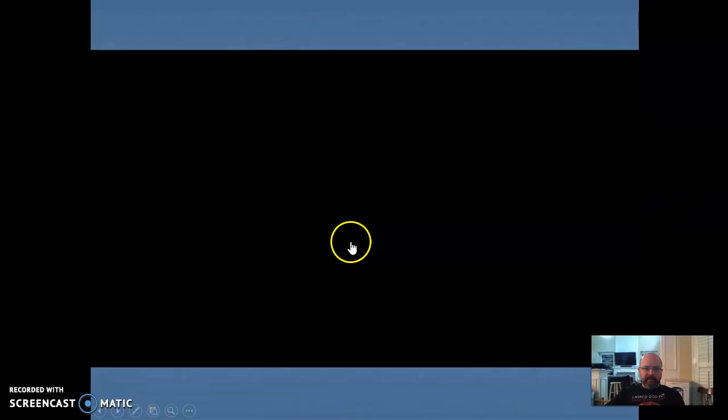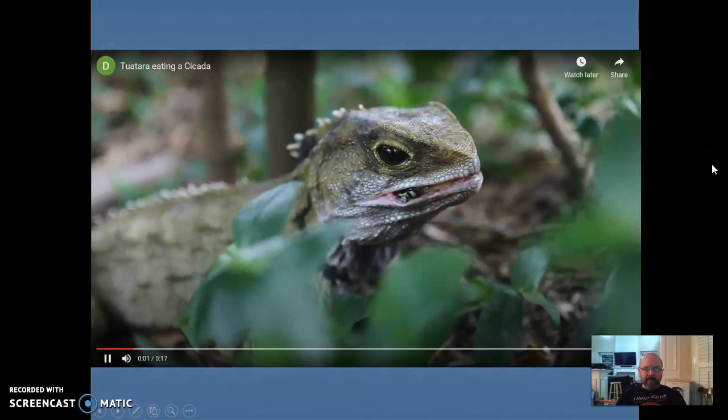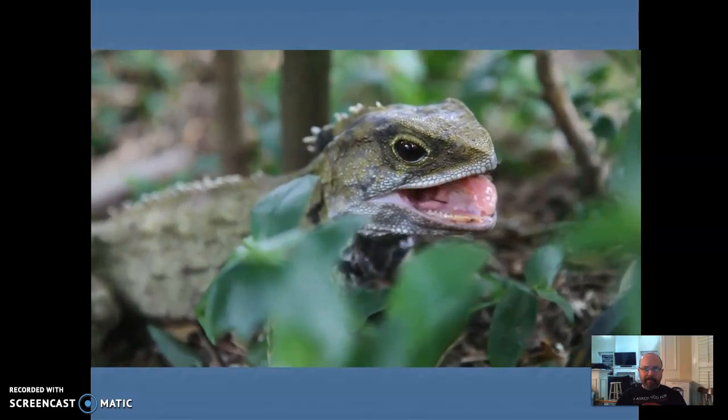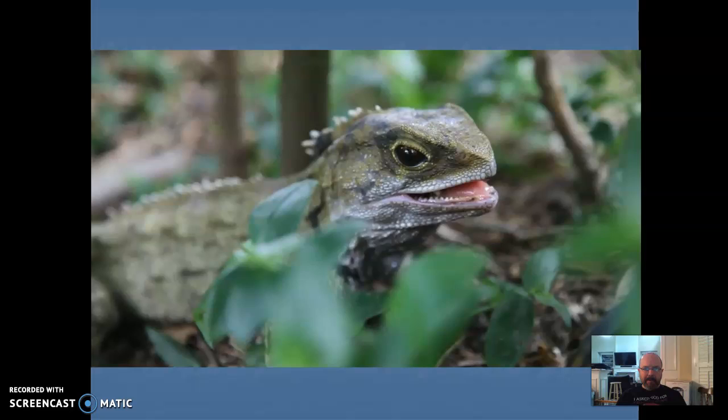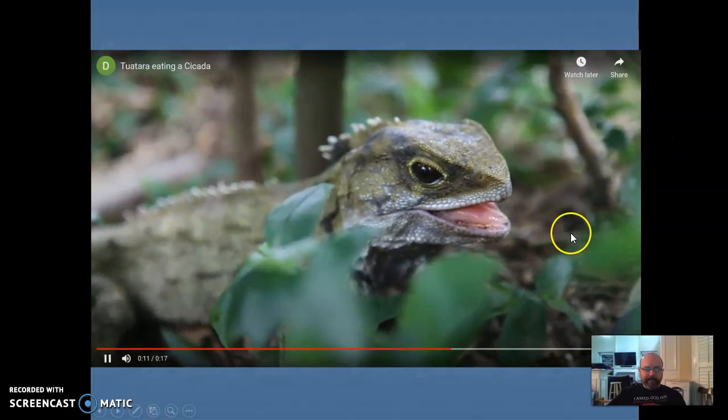Here is a short video clip of a tuatara eating, and maybe you can see a little bit of how its teeth overlap, the two rows on the top, one on the bottom. This guy is chewing on an insect.